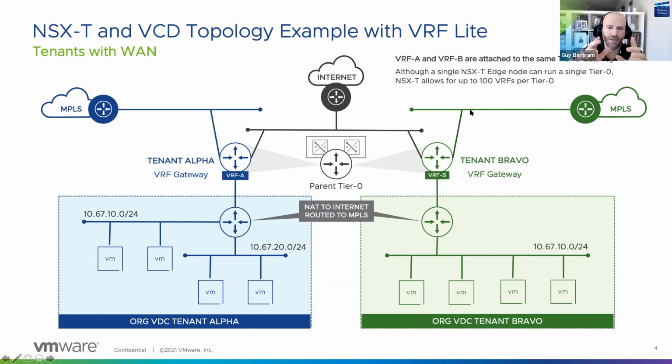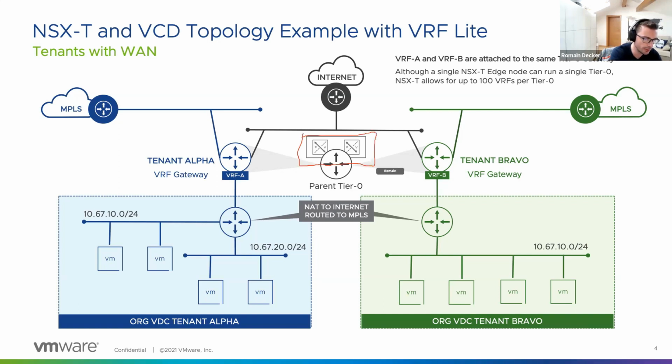In this case, you've got VRF-A and VRF-B on a shared T0. This T0 is essentially just running the VRF function. It has nothing to do with one particular tenant; it's managing the VRFs for both of them. And I only have one edge cluster, with one edge node and the second edge node. That's it. So essentially, we've solved the scalability problem. That's what VRF does.